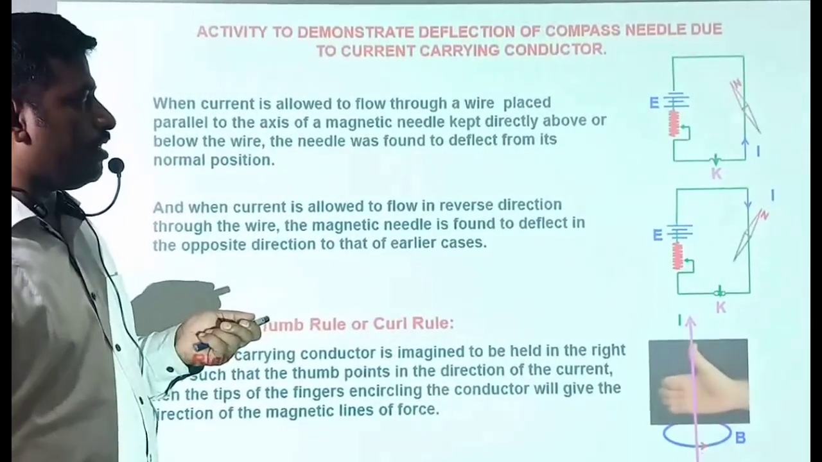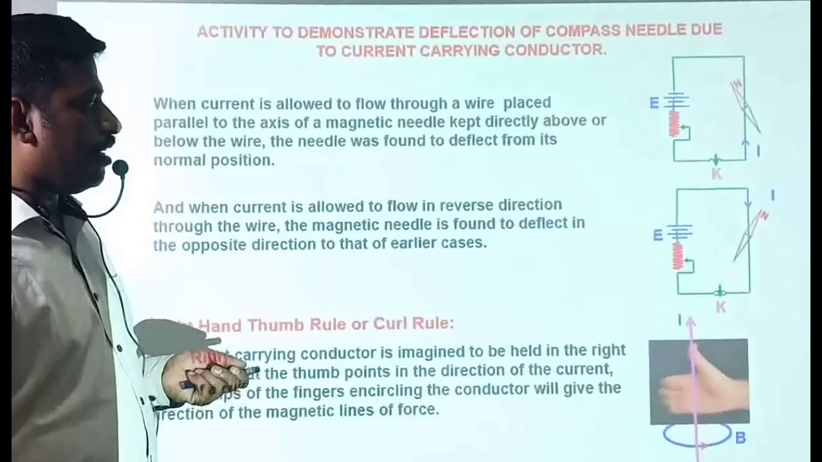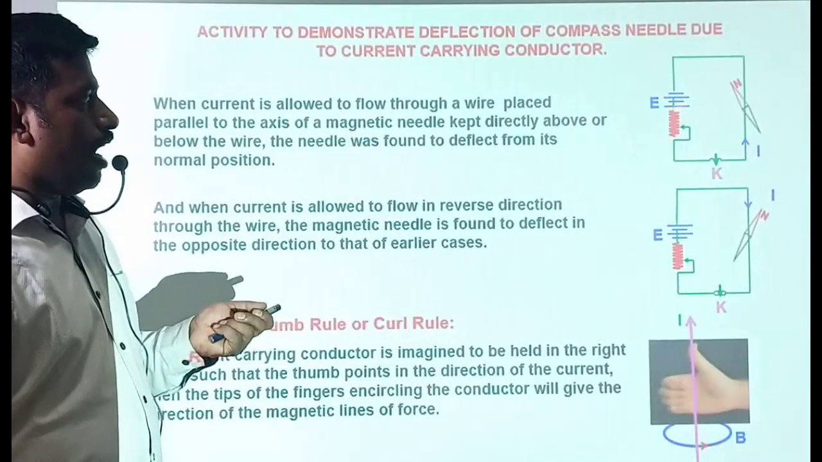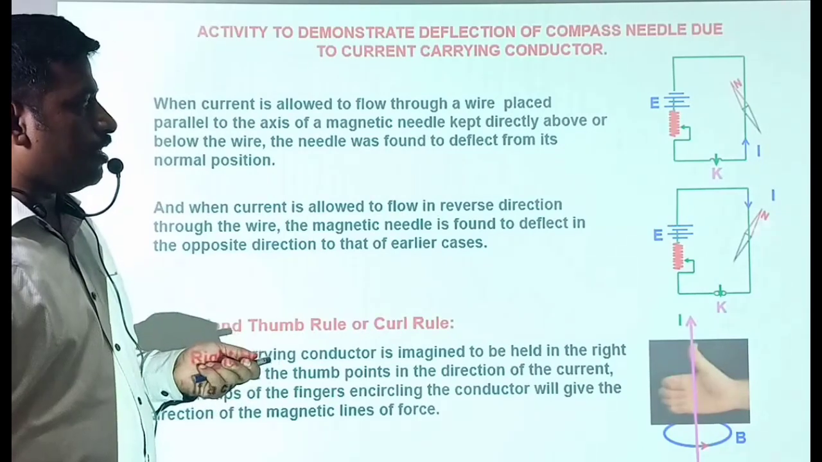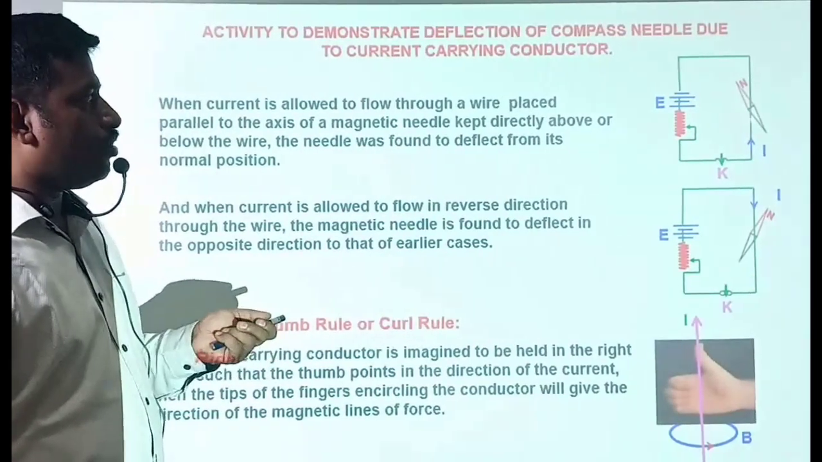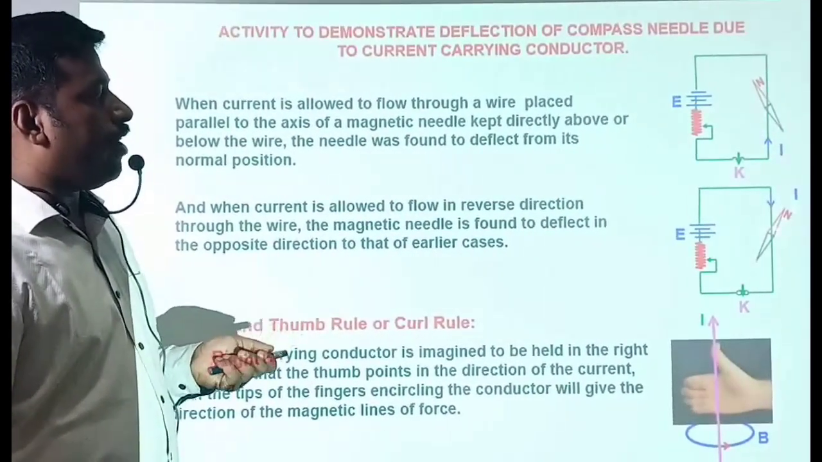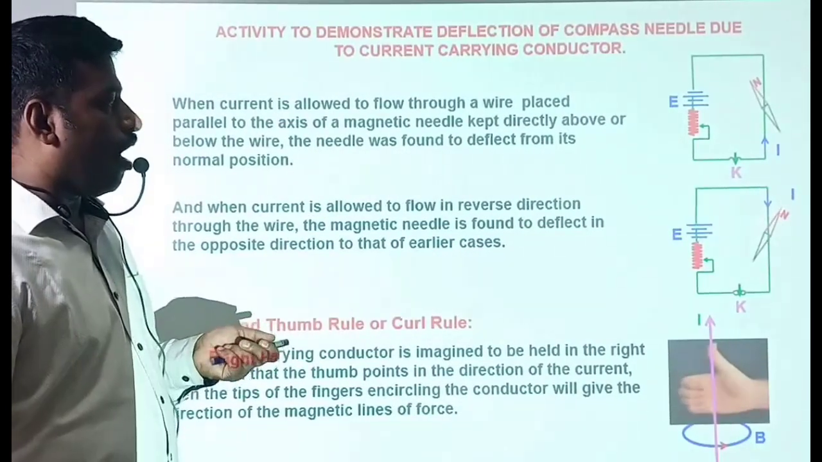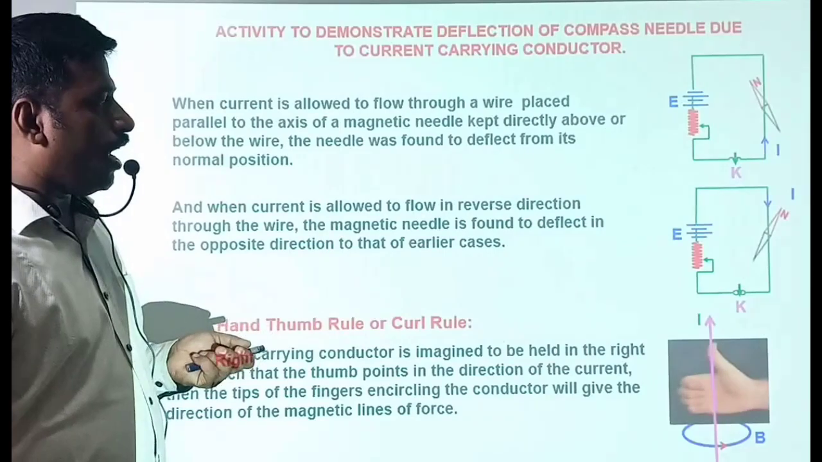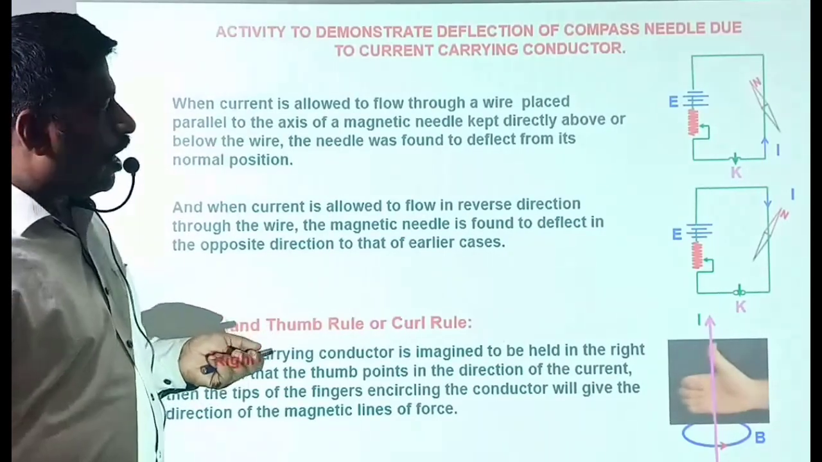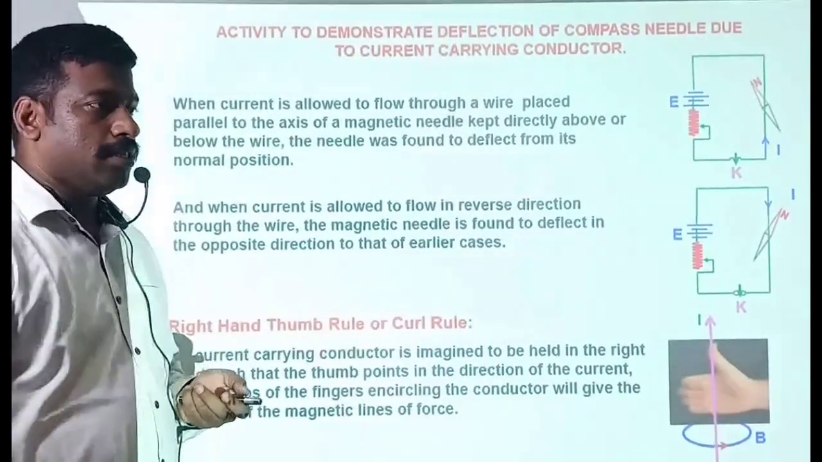Here, if this is in a forward bias then this is in reverse bias, or if this is in anti-clockwise direction and this is in clockwise direction, you can see the direction of the compass needle is different when we keep the current carrying conductor over the compass needle. This you will study in the activities.